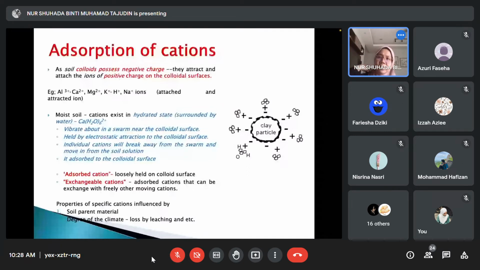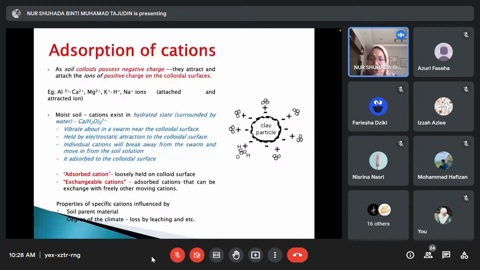On the other hand, cations that are easily prone to leach are not adsorbed cations. Okay, so they are easily leached down. So what actually influences the ability of the soil to hold or release them? One of the most important factors is the degree of the climate.